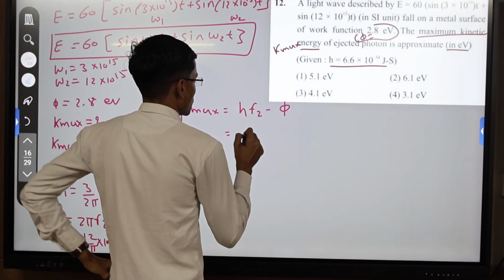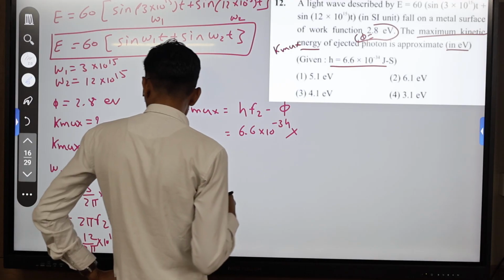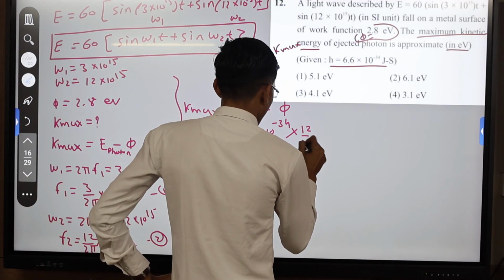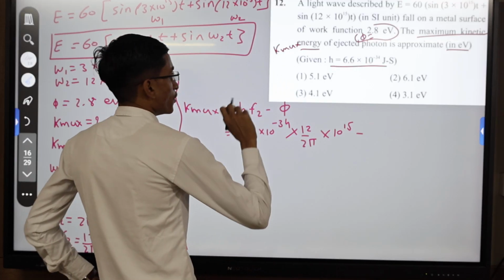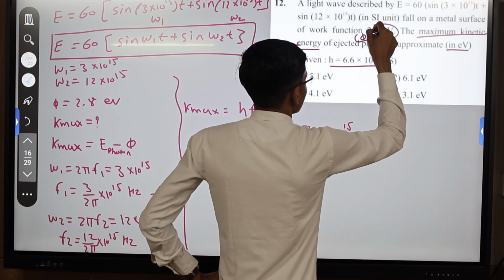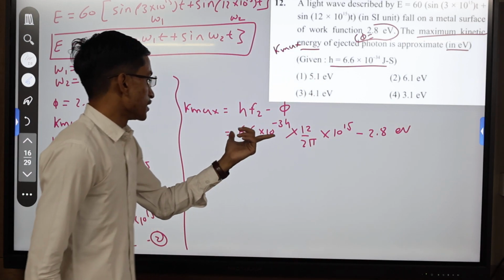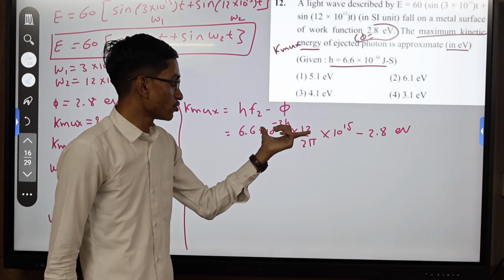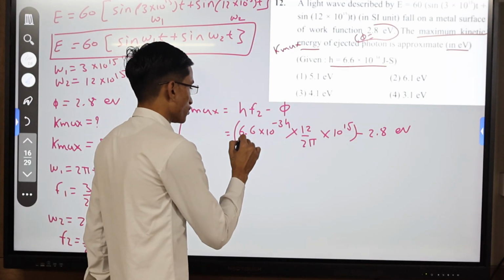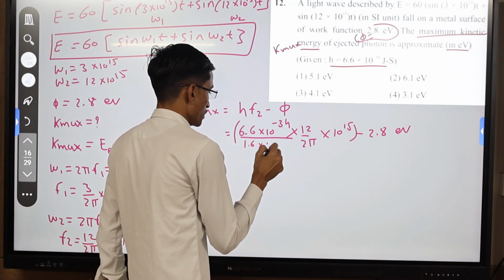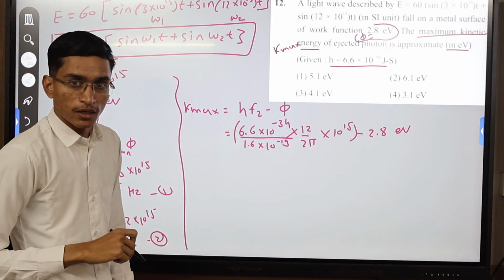The value of h is 6.6 into 10 raised to minus 34. f2 is 12 by 2 pi into 10 raised to 15, minus the work function, which is 2.8 electron volt. See that this value is in joule. We have to change this value into electron volt, so we have to divide by 1.6 into 10 raised to minus 19. So this whole value will become in electron volt.